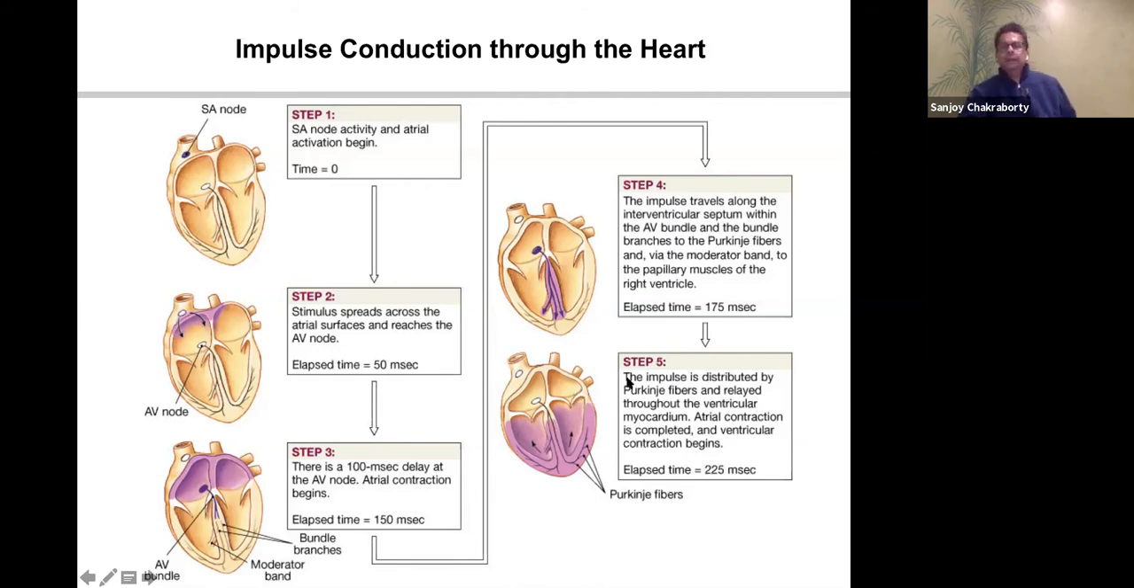And that's the electrical signal. That is how the nodal cells help contractile cells to produce contraction. The final part requires 75 milliseconds. So the first part requires 50 milliseconds, then 100 millisecond delay, 150, then 75 here, total 225 milliseconds is required. That's the requirement for the electrical signal.